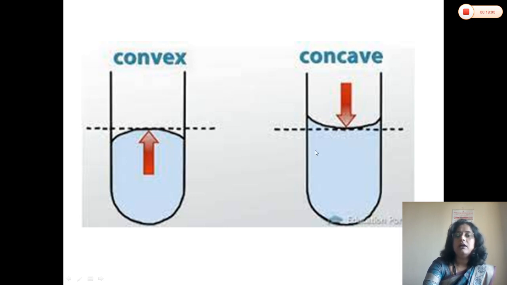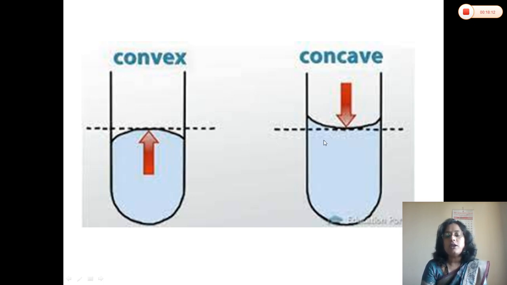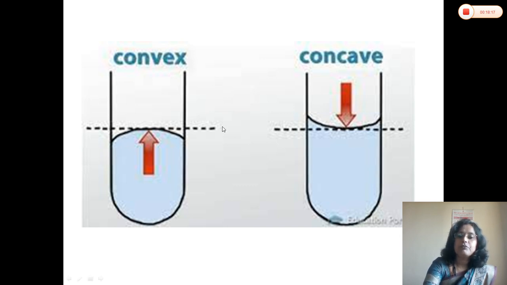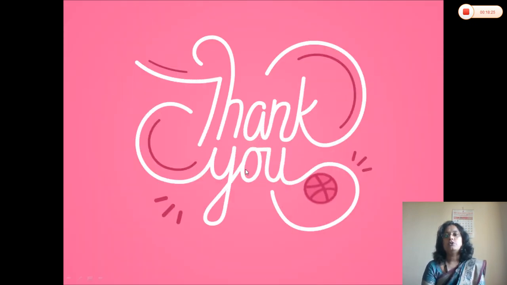Whereas for a colorless solution we have to consider the lower meniscus, meaning we need to add the solvent until the lower meniscus of the solution touches the given level. So this is all about the solution preparation.